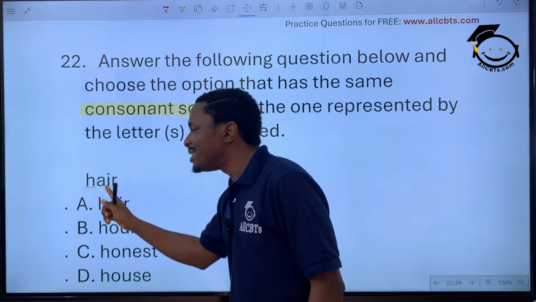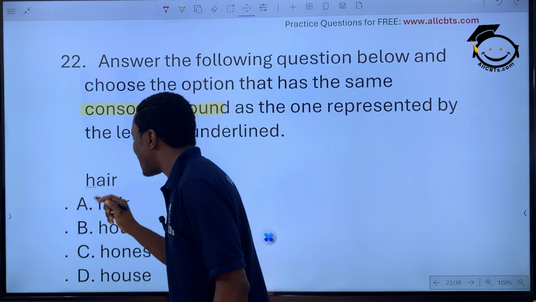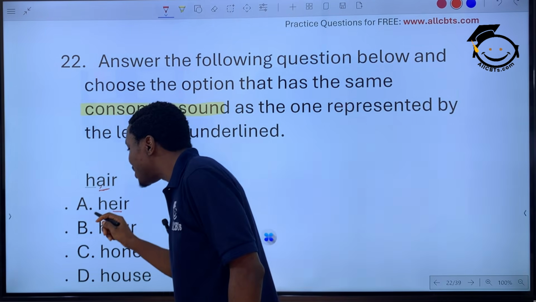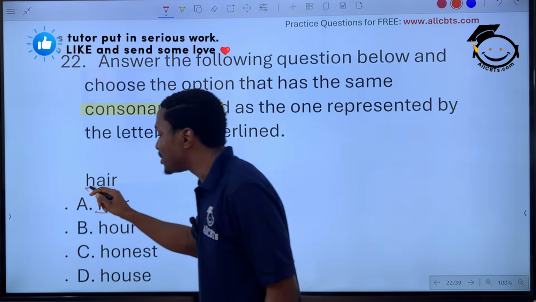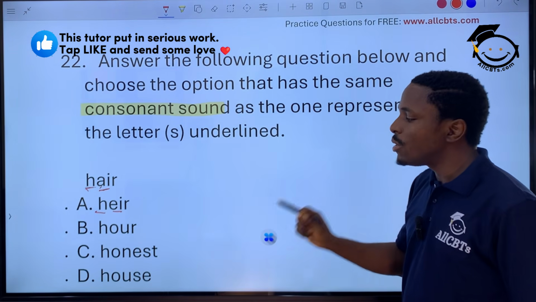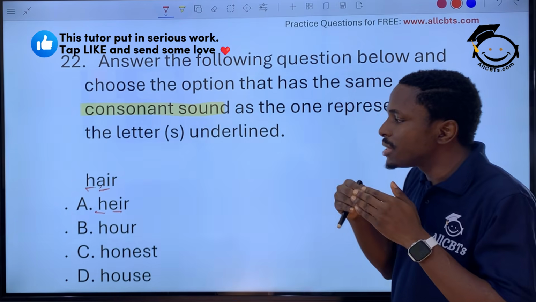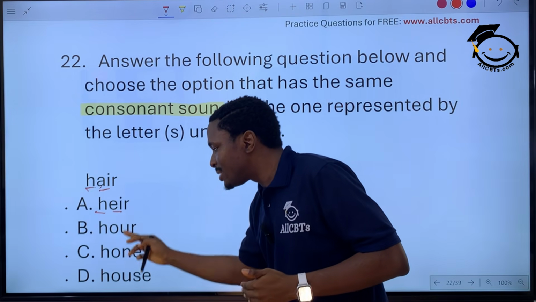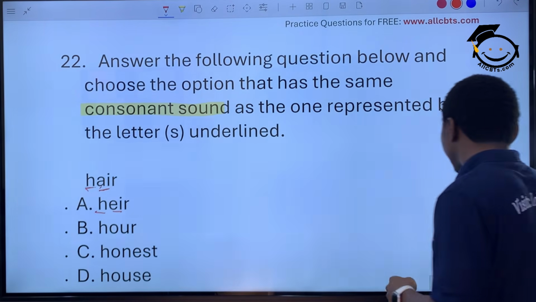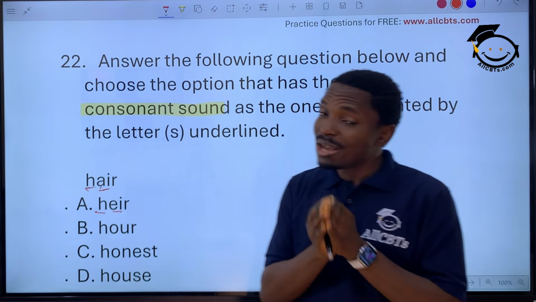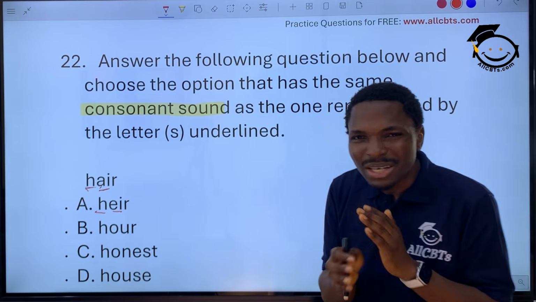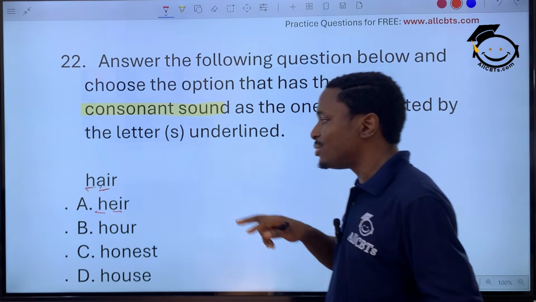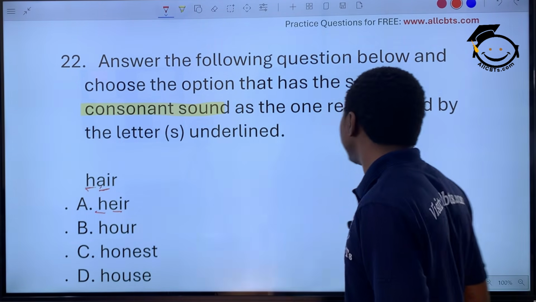Not the vowel sound; this is the vowel sound here. So it's the consonant sound, which you can see is underlined here. The word that has the correct consonant sound with hair is this one, and not any of the others. I've done an in-depth video on sounds where I broke it down the best way I could. Check the channel, so that when you watch that video and this one, you have a better understanding.